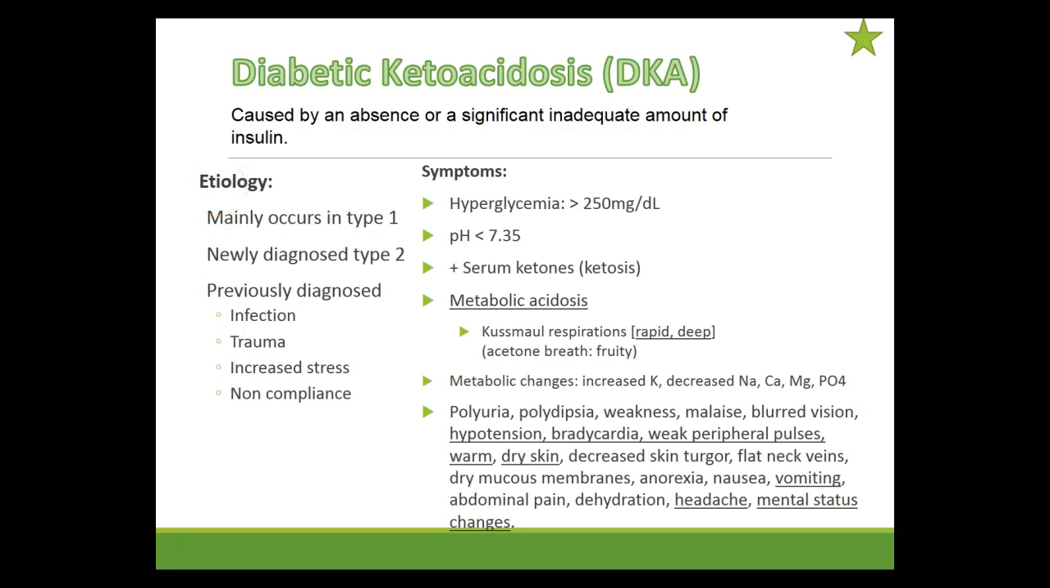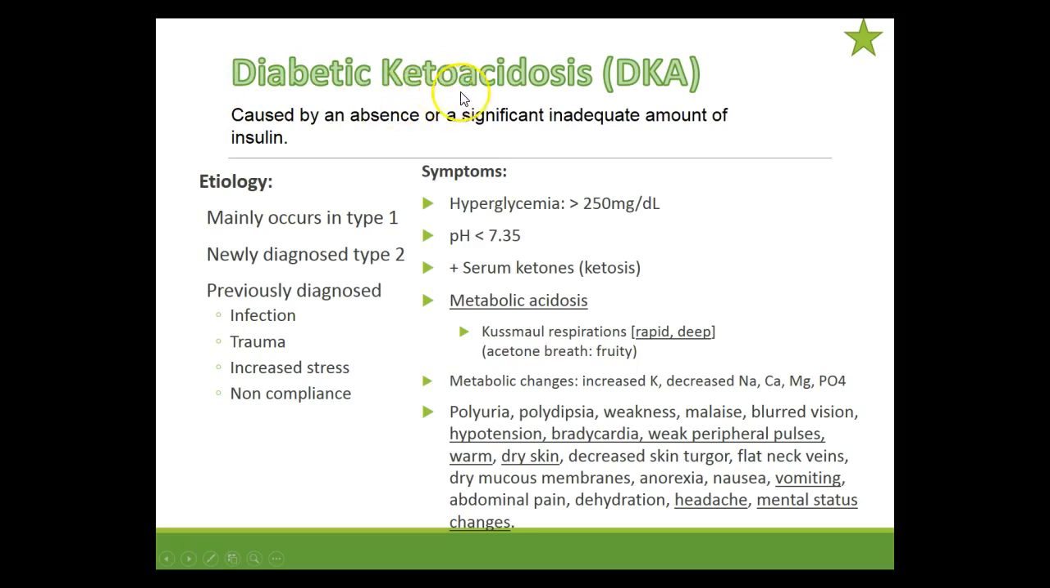And typically those who have been previously diagnosed with an infection, trauma, increased stress, or non-compliance. Here are your symptoms: hyperglycemia of greater than 250, pH less than 7.35, positive for serum ketones, metabolic acidosis. Read the name, know the name. It will tell you everything you need to know.